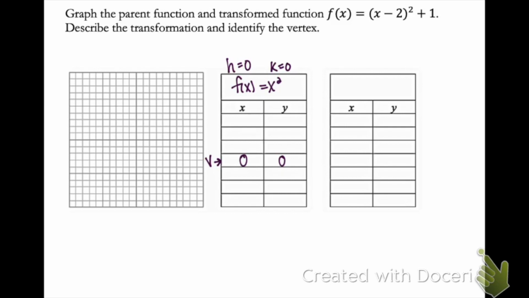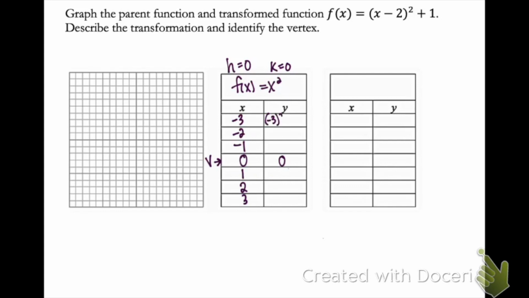Now we need to find some more points to plot. So in my x-axis, I'm just going to subtract 1 going up and add 1 going down from 0. So I'm just filling in these numbers on either side of 0. To get my y values for these points, I'm just going to take each of these x values and plug it into the parent function.